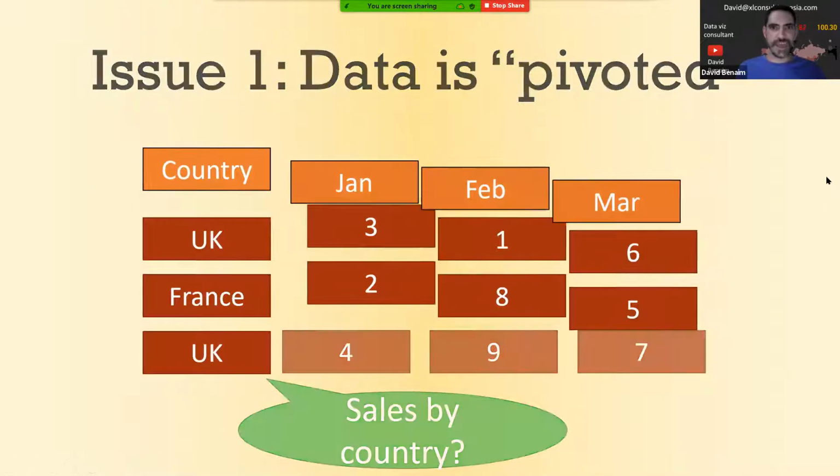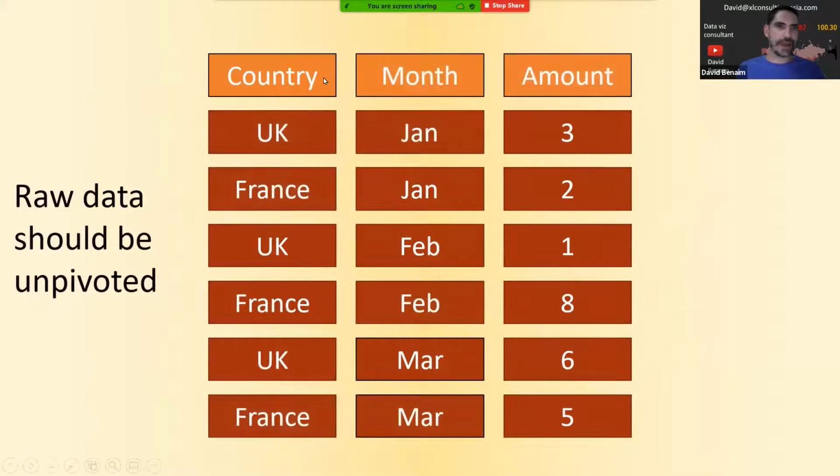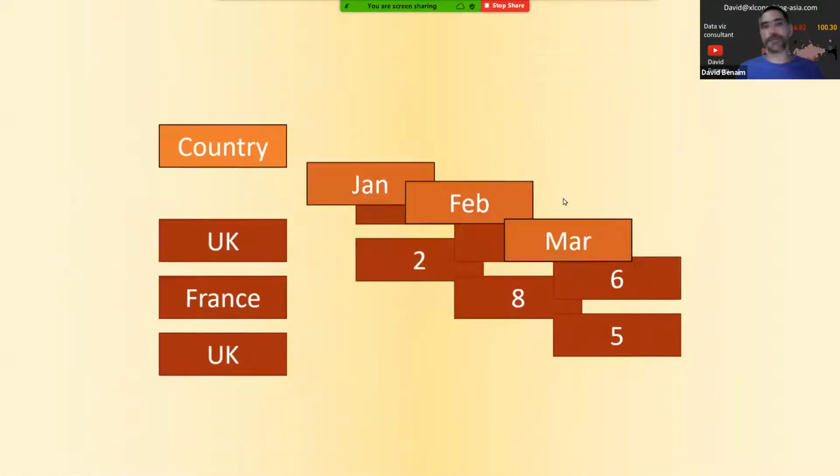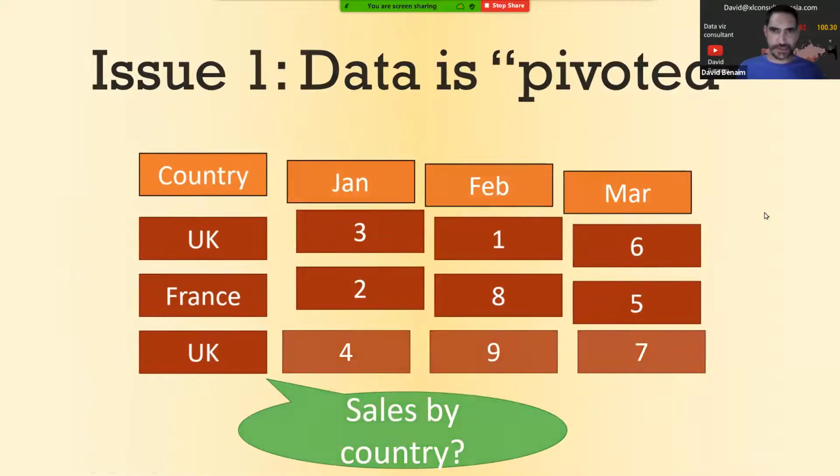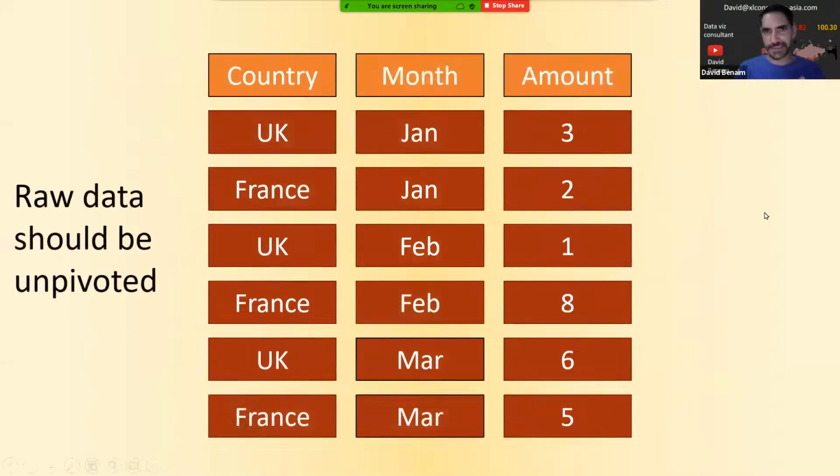Instead, you should move it around so that it looks like this: one column for country, one for month, and one for amount. I'm using the PowerPoint morph technique that I love to very seamlessly go from slide to slide. I have a video on my YouTube channel if you want to learn how to do that. Just uploaded it last week. But going back to this, raw data should be unpivoted. That looks like this.